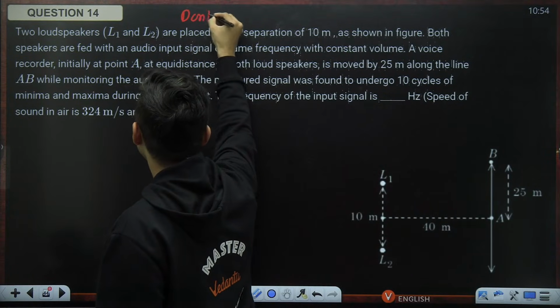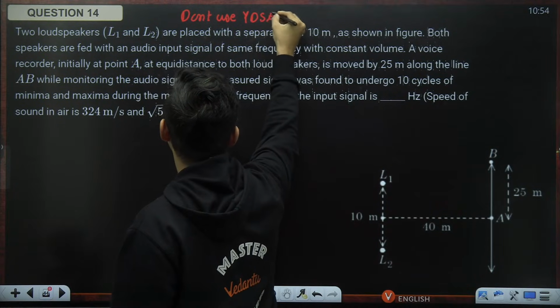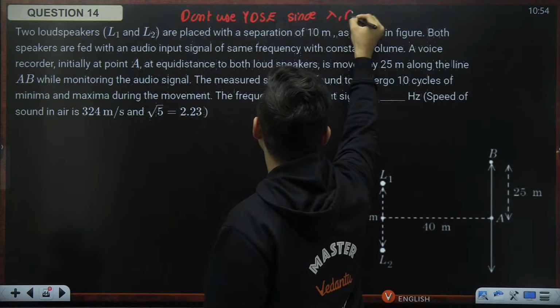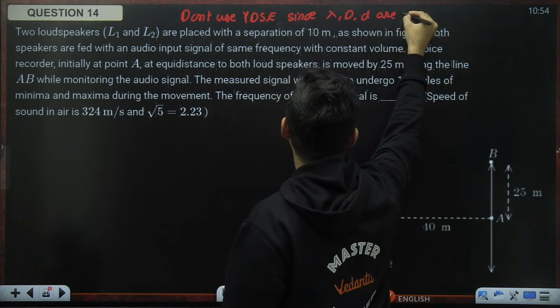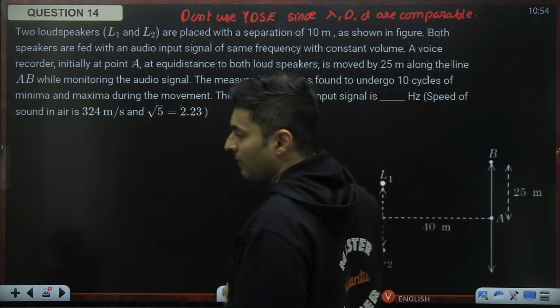Don't use YDSE since lambda, D, d are comparable. They are comparable to each other.